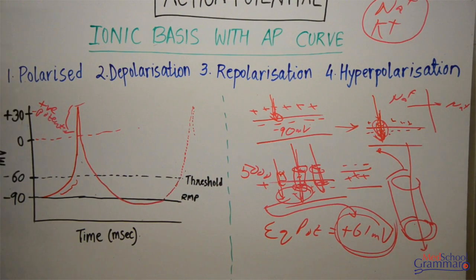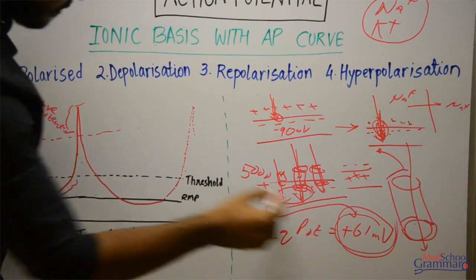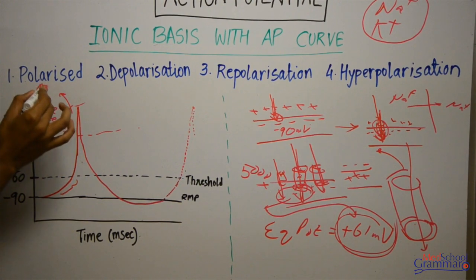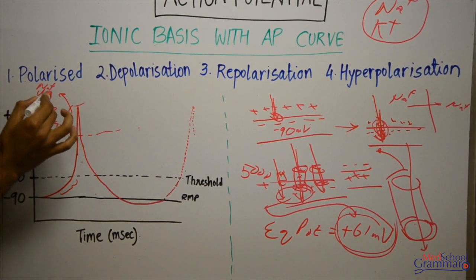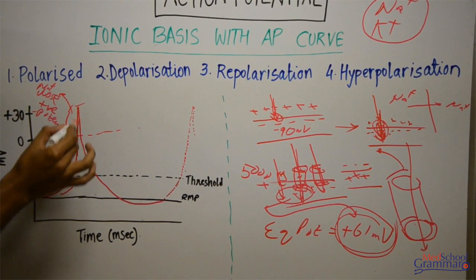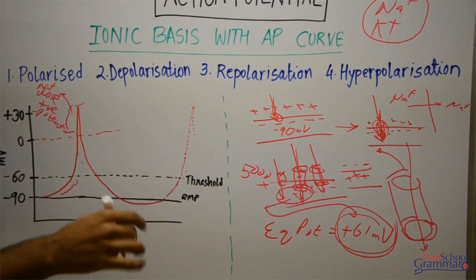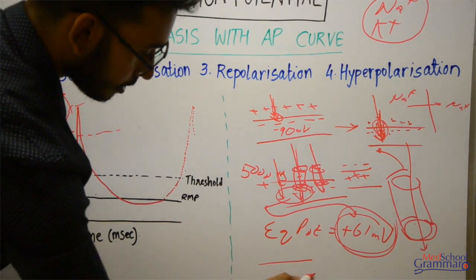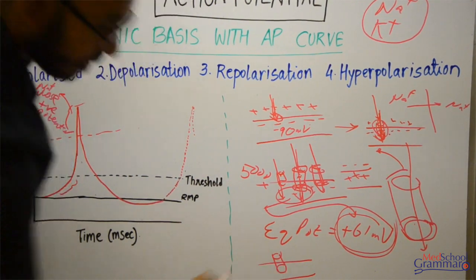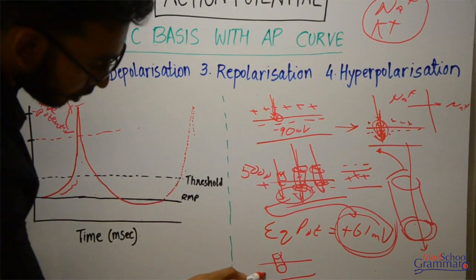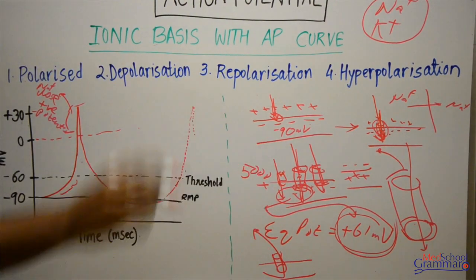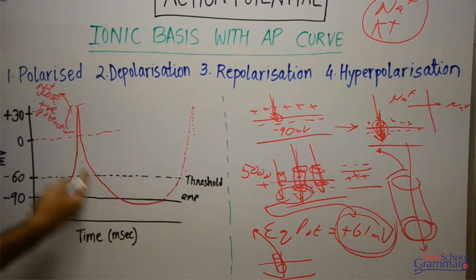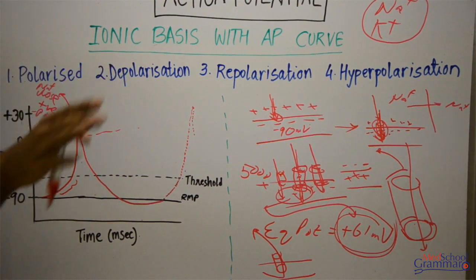Another reason for it to not reach plus 61 millivolts is that as the sodium channels close here, at this point, the membrane potential starts falling back. This is because the potassium channels open. So if potassium channels open, say this is a potassium channel, the potassium moves outside. So the positivity inside reduces. This is another reason why the positivity does not reach plus 61 millivolts.